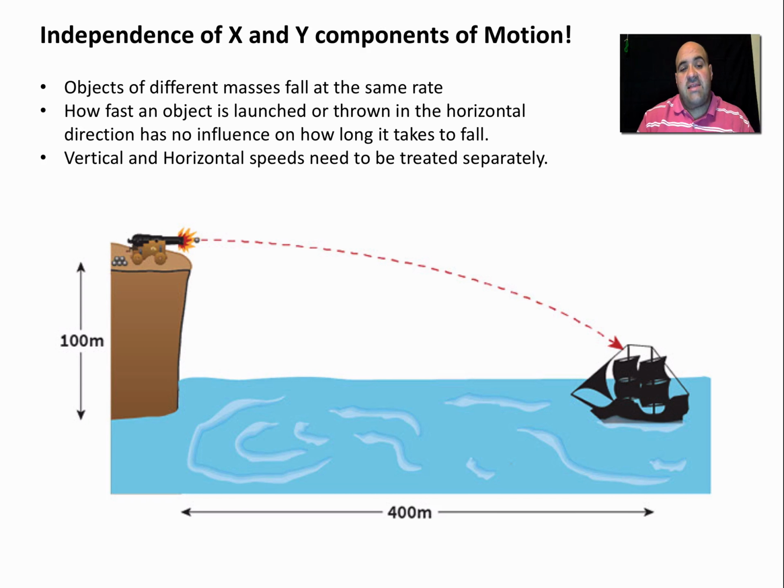If you know the muzzle velocity of a cannon, what angle do you want to elevate the cannon to sink the invading pirate ship? We'll be able to solve problems like this, and we'll start that in our next set of videos. But for now, we want to focus on what you see up here, the independence of the X and Y components of motion.